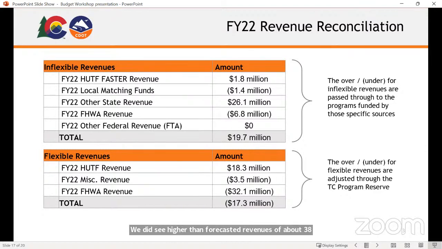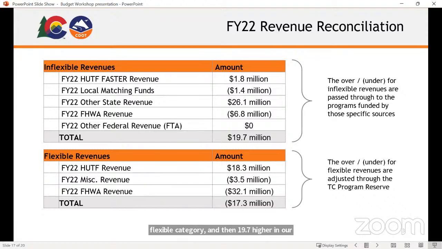And also, you know, the ARPA, CARES, and CRISA funding, the stimulus funding we received. Finally, HUTF revenues were $18.3 million higher than expected, really due to higher than expected motor fuel tax revenues. So that kind of helped our bottom line. Basically, we see $17.3 million lower revenue in our flexible category and then $19.7 million higher in our inflexible.